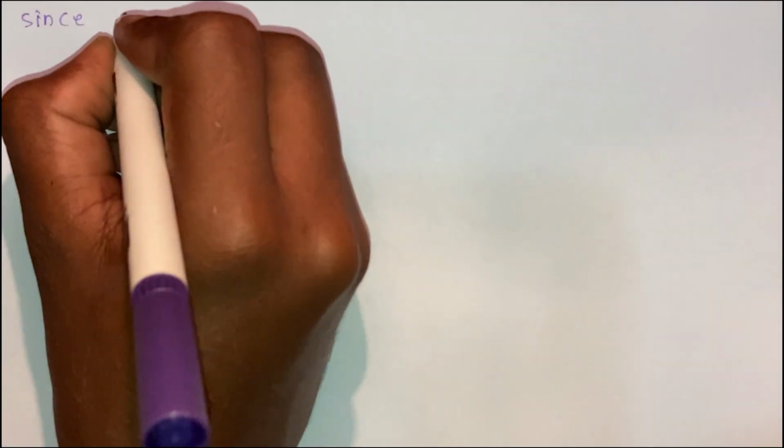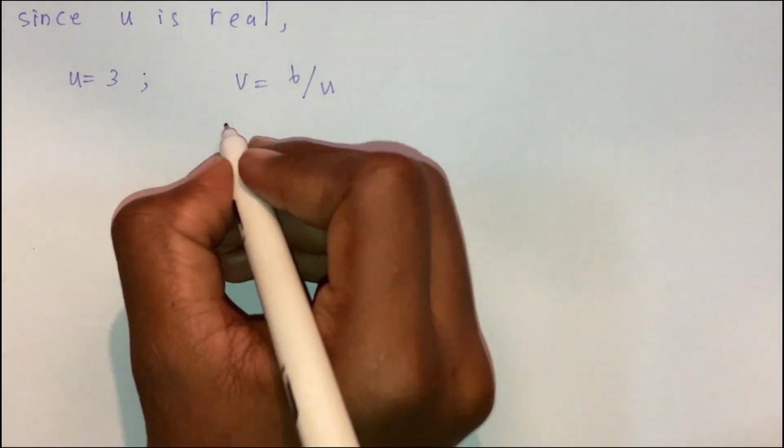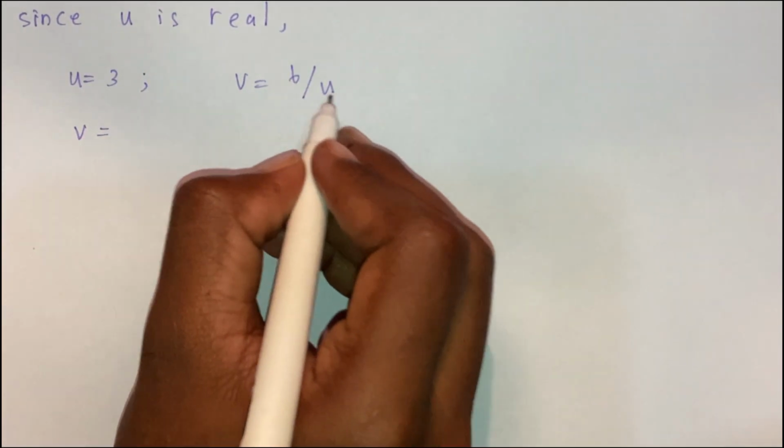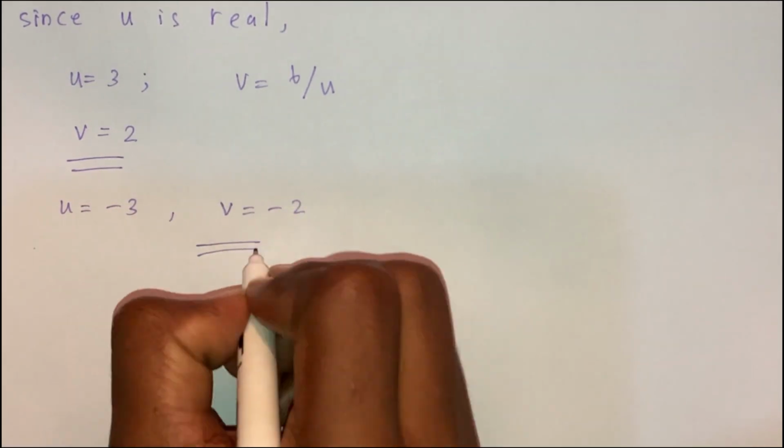Since u is real, if u equals 3 then v equals 2. If u equals -3 then v equals -2.